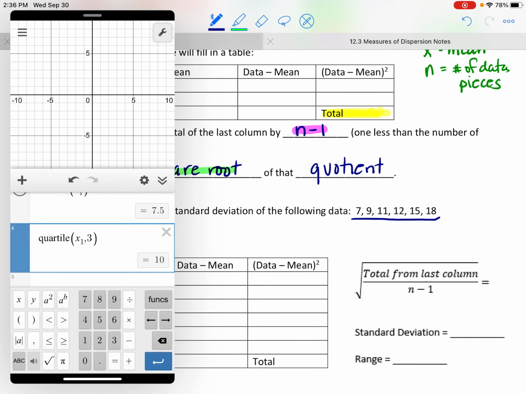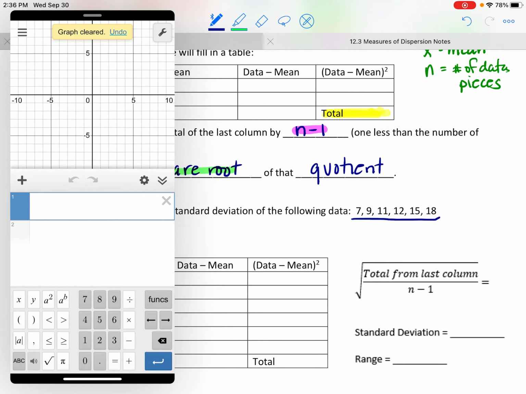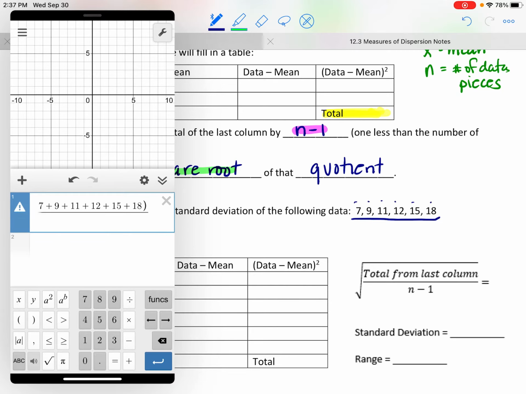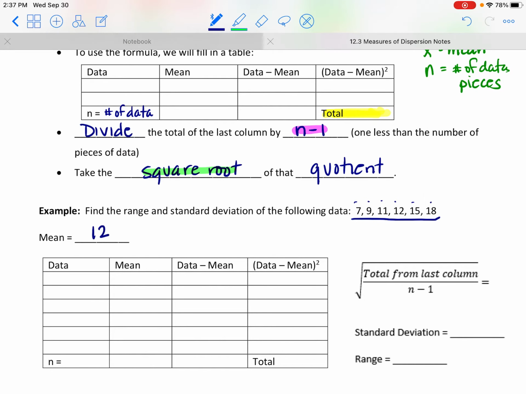So I could put it in here and ask this to calculate for me, but I'm just going to add them and divide. 7, 9, 11, 12, 15, and 18 is 72. And if we divide that whole sum by 1, 2, 3, 4, 5, 6, then we can see our mean is 12. Okay, so the mean is 12, and if there are 6 numbers, 6 data pieces, 6 values there, then down here I can just make a note that n is 6.